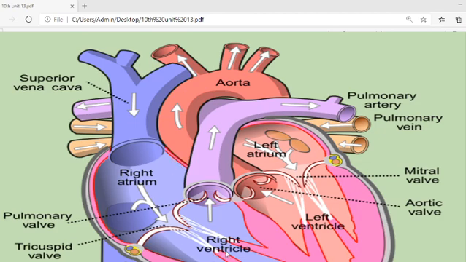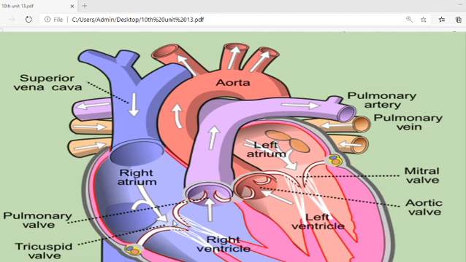Next, left auricle and left ventricle. The right and left ventricles are divided by the partition called the interventricular septum. The right auricle opens into the right ventricle through the right auriculoventricular aperture. Aperture means opening or hole.